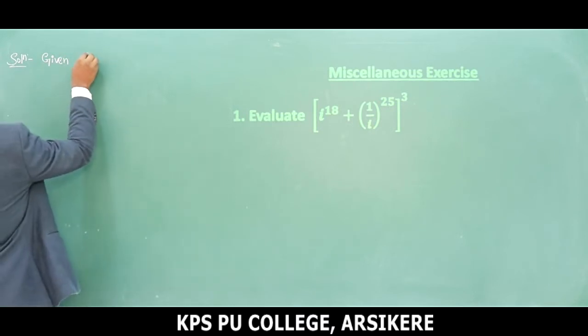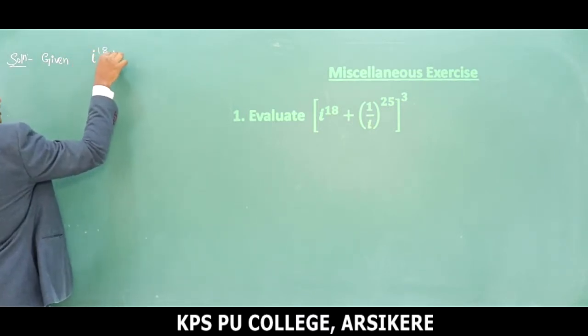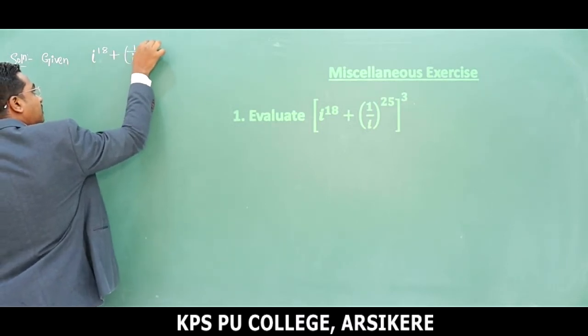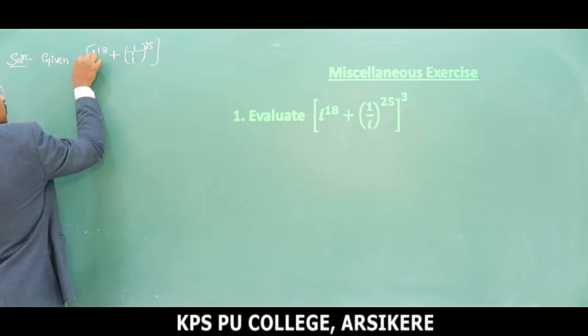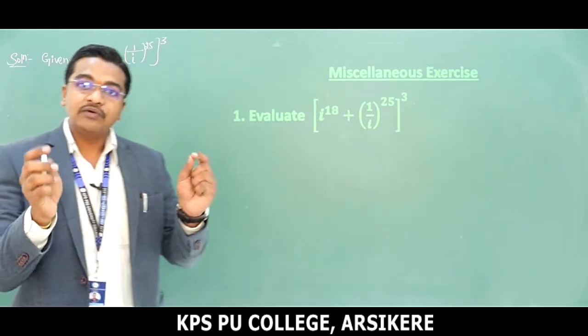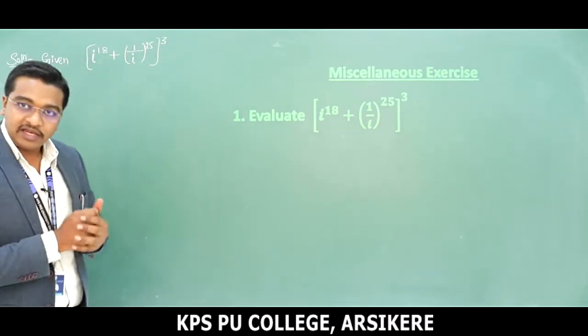Given (i^18 + 1/i^25) whole cube, with power 3. First we have to simplify term by term. First term, observe, i power 18.